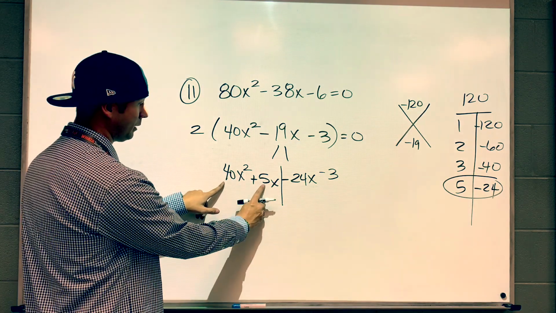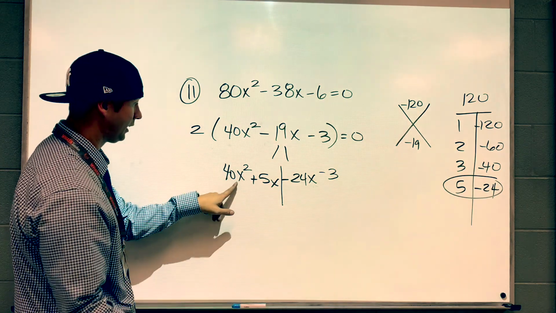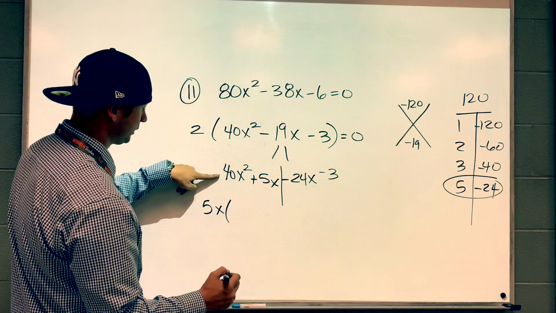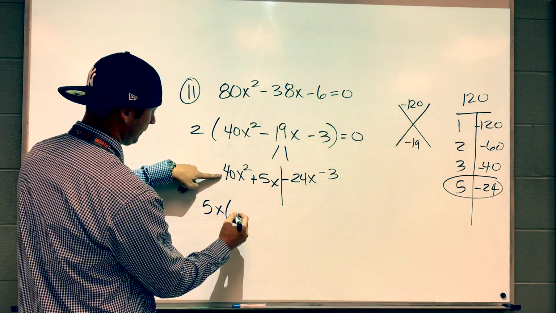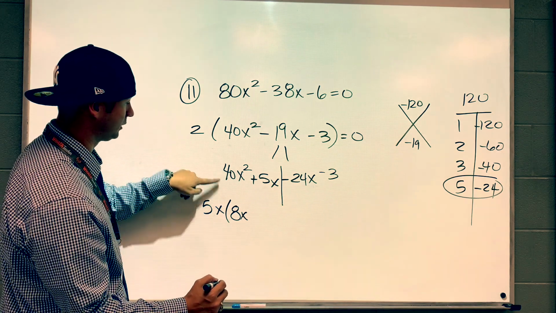So first I look at the numbers. I can pull out a 5. Then I look at the variables. I can pull out an x. So what's left behind? This is 8x, right? Because 5 times 8 is 40x squared.